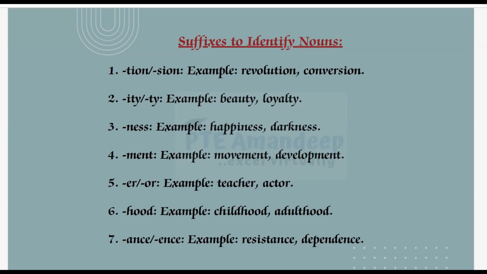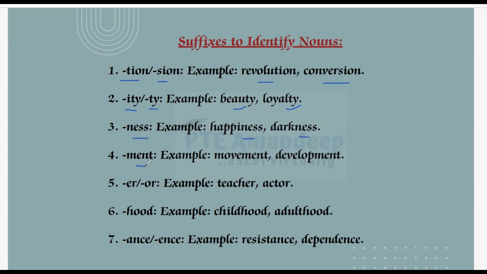From the ending, we can guess whether that word is a noun or not. For example, a word ending with tion or sion, like revolution or conversion, is a noun, right? Next, ity or simply ty, for example, beauty, loyalty. These words belong to the noun category. Ness: happiness, darkness.